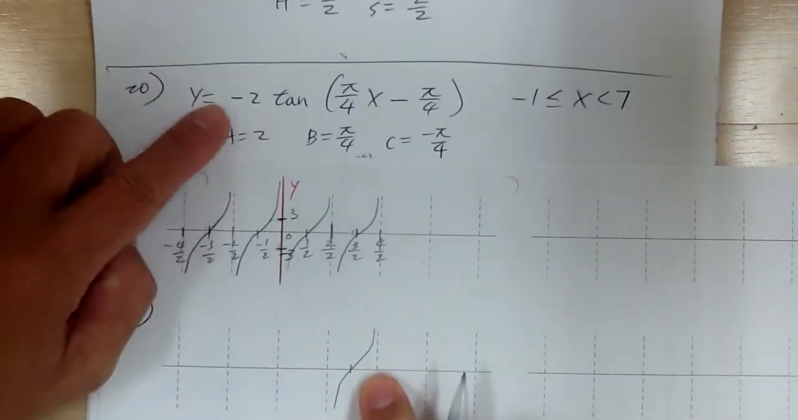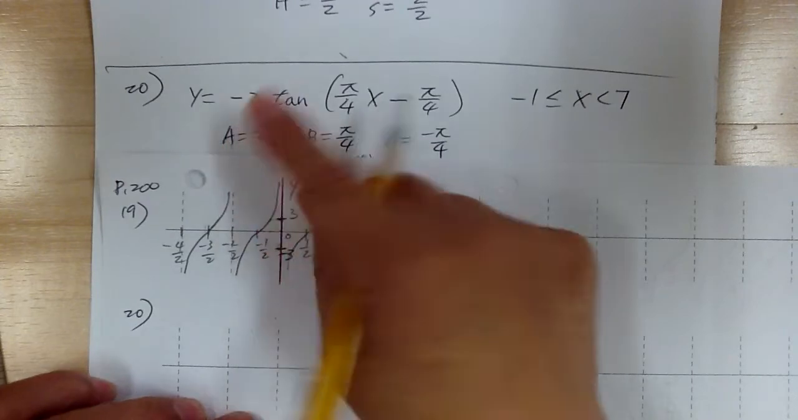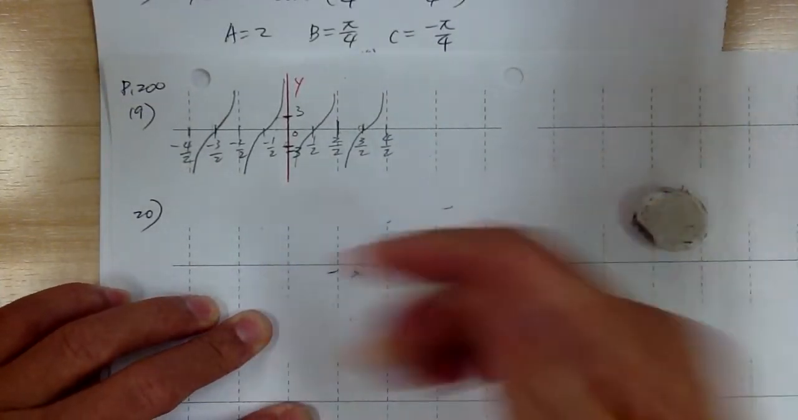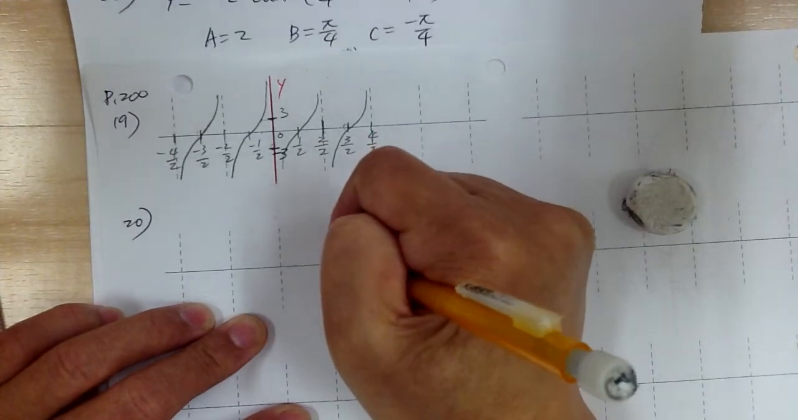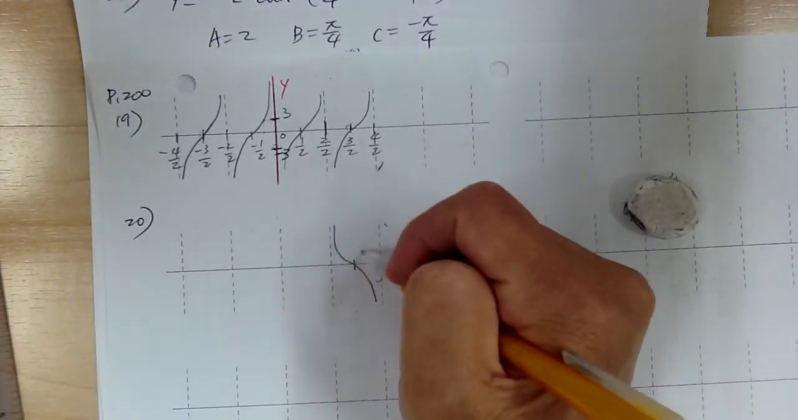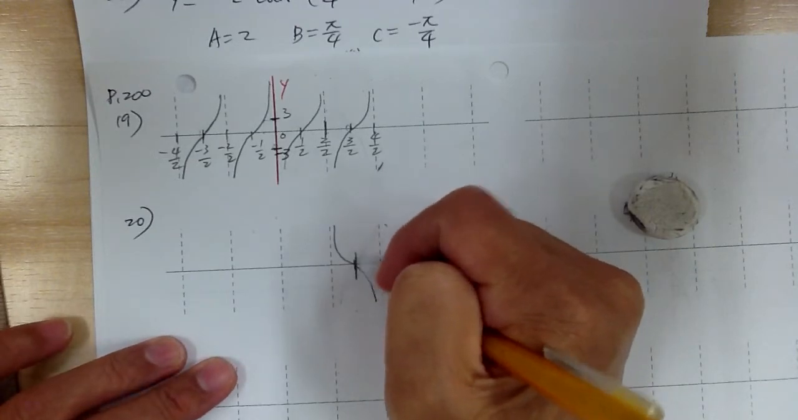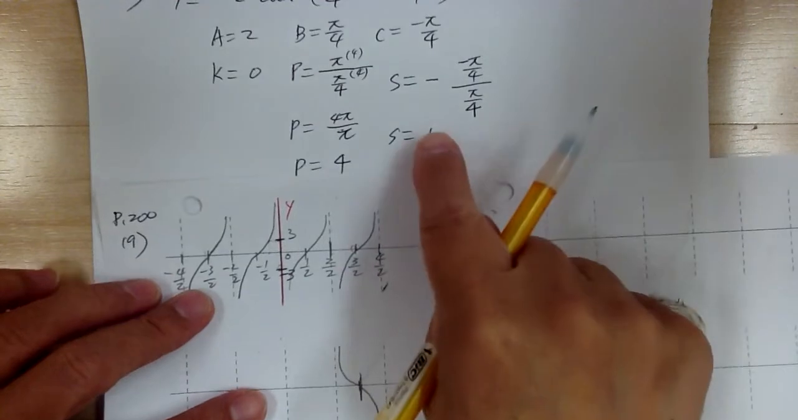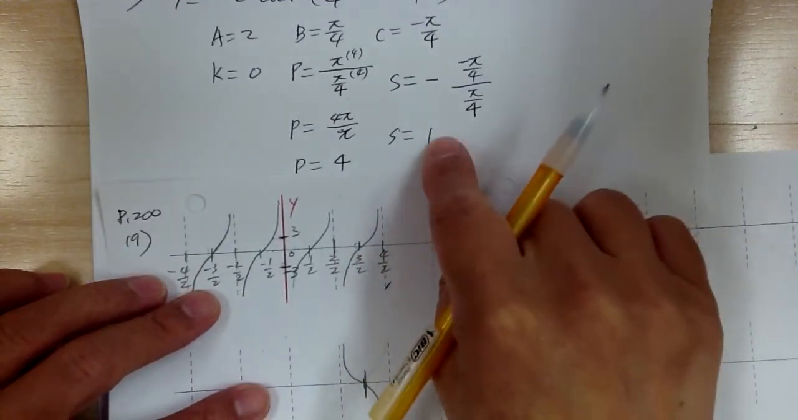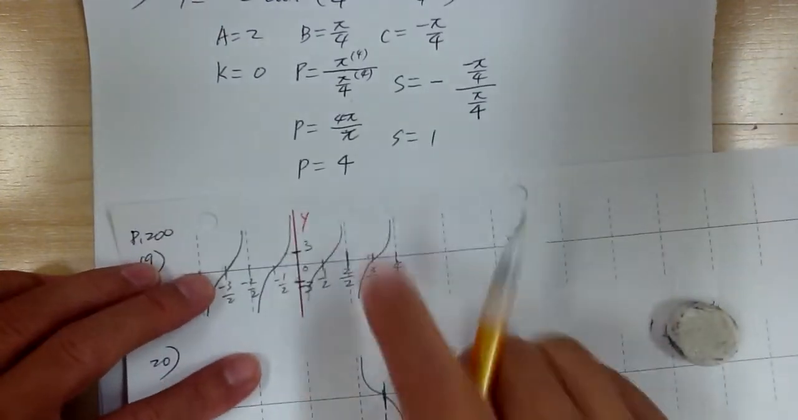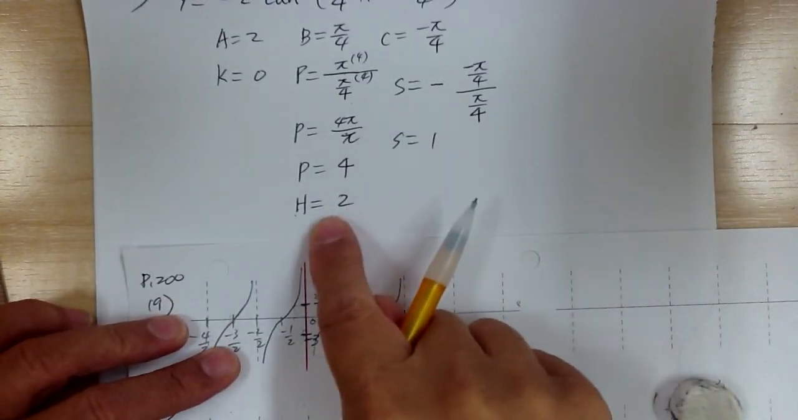Okay, for number 20, tangent normally goes this way. Now because of the negative, everything gets flipped upside down. So when it gets flipped upside down, it will go this way. And for tangent, the starting point is in the middle. Okay, so that's your starting point. And the starting point will have the value of s. So s is the value at the starting point. So it'll be 1.